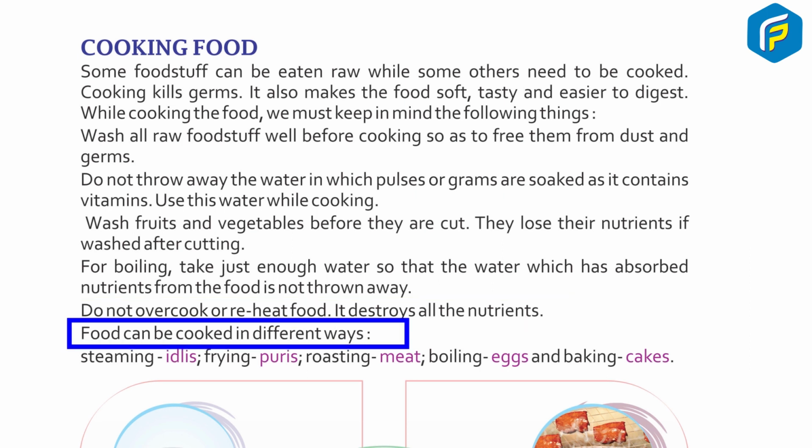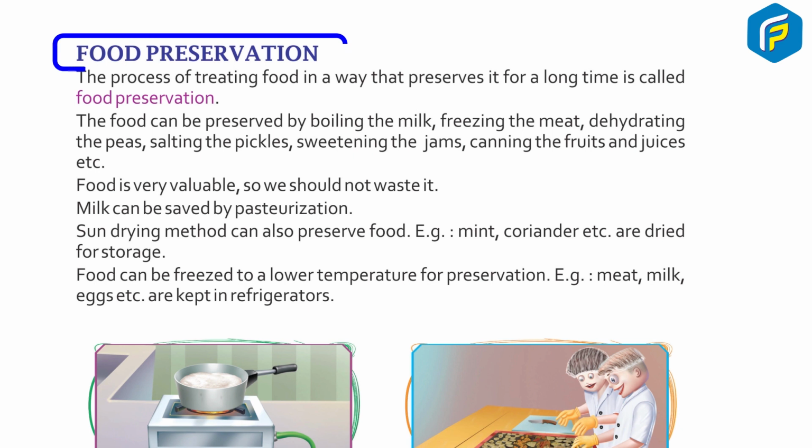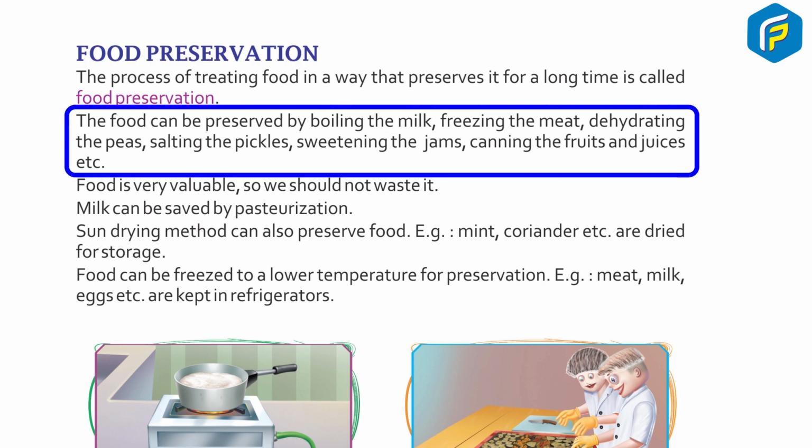Food can be cooked in different ways: steaming idlis, frying puris, roasting meat, boiling eggs and baking cakes. Food preservation. The process of treating food in a way that preserves it for a long time is called food preservation. The food can be preserved by boiling the milk, freezing the meat, dehydrating the peas, salting the pickles, sweetening the jams, canning the fruits and juices, etc.